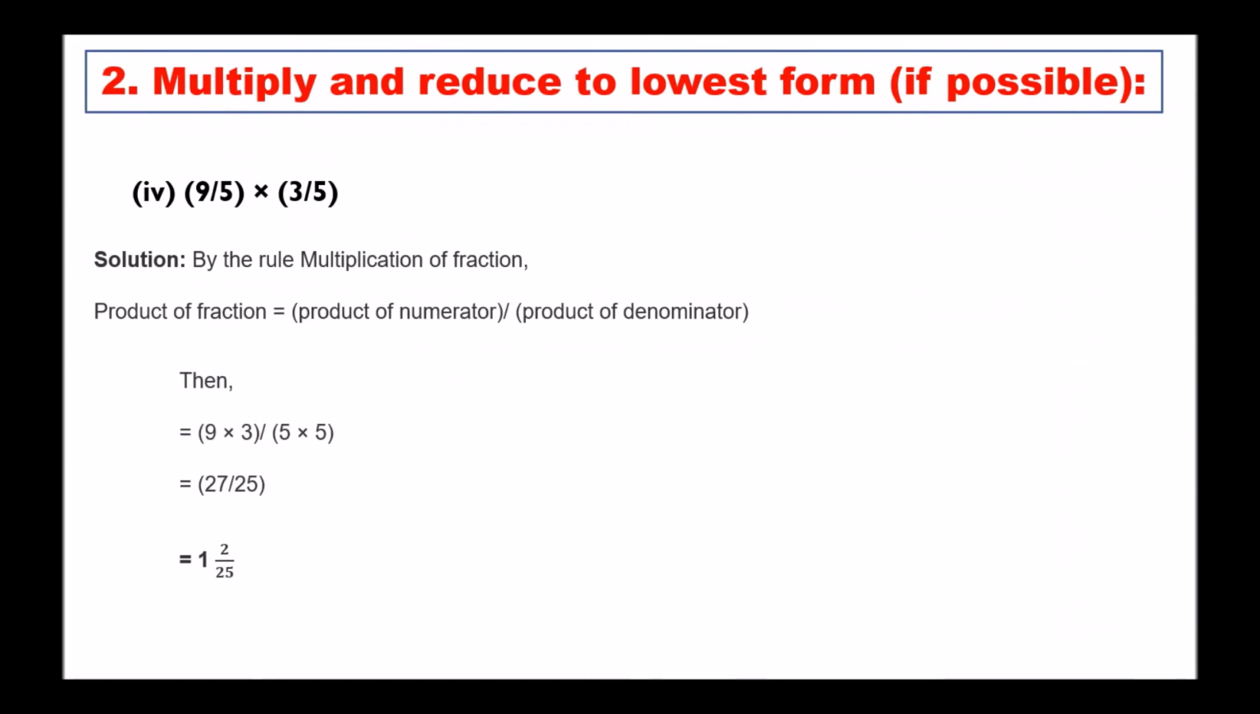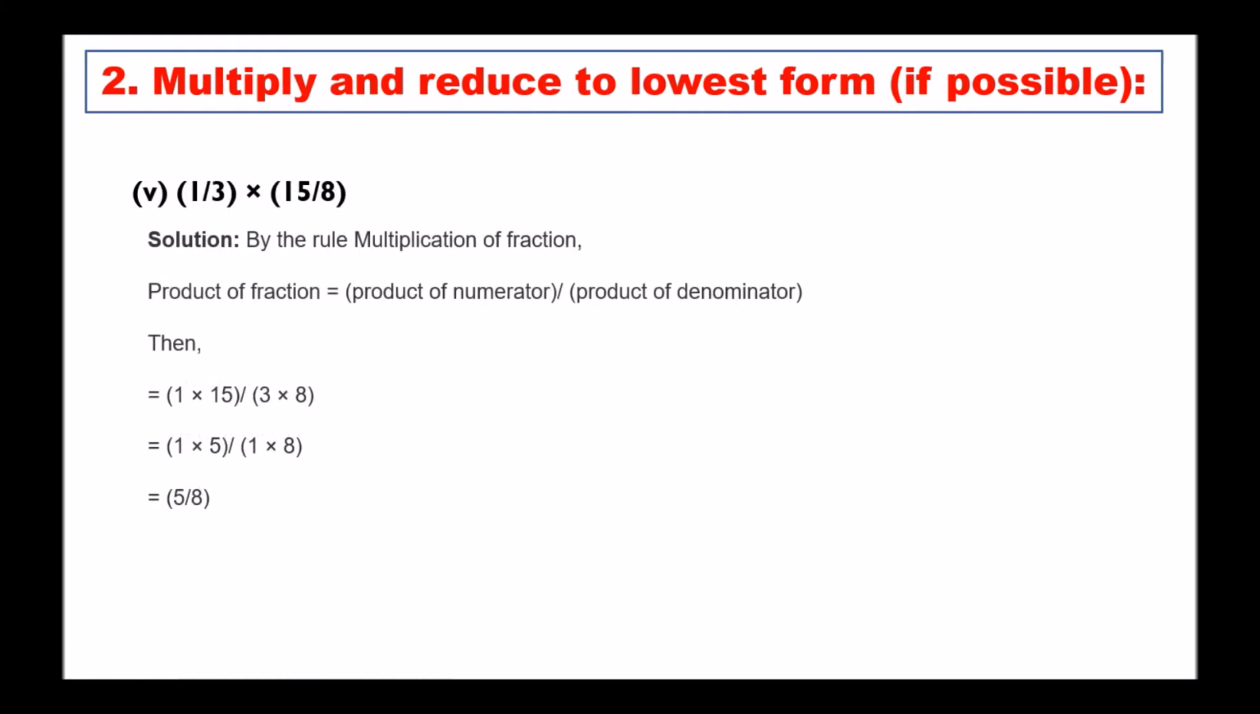Next, 9 by 5 into 3 by 5. Same way we will do with the rule of multiplication of fraction. So 9 into 3 divided by 5 into 5. So 9 into 3 is 27 and 5 into 5 is 25. We can convert this into mixed fraction, that is 1 and 2 by 5.